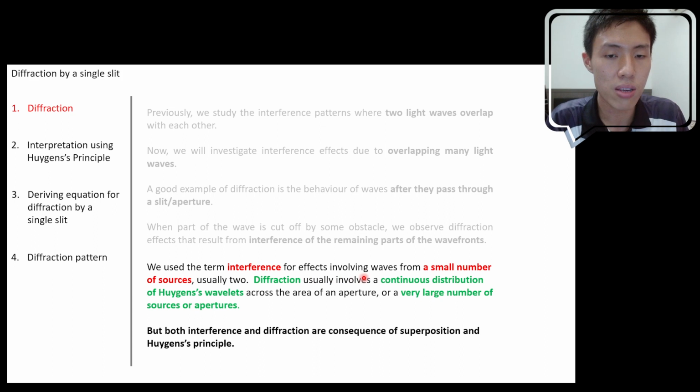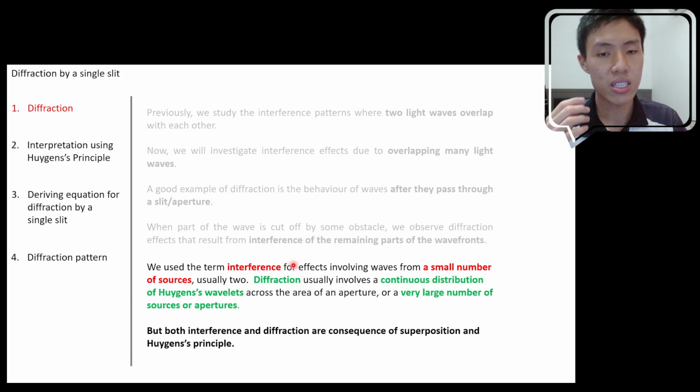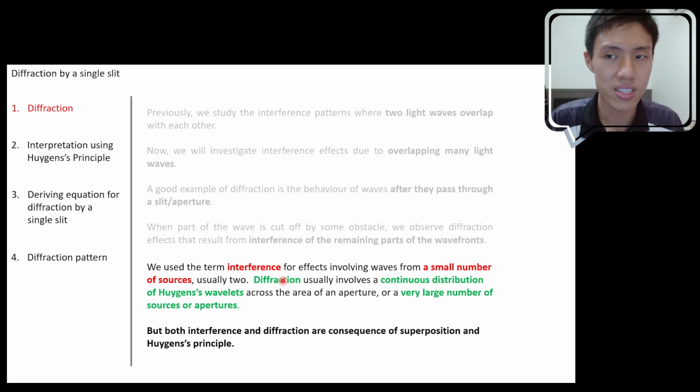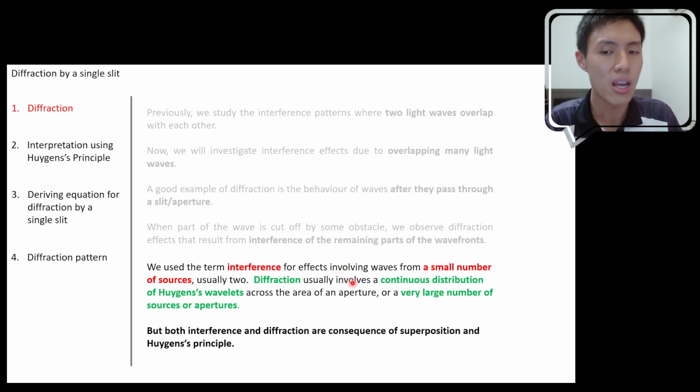But diffraction usually involves a continuous distribution of Huygens wavelets across the area of an aperture, or a very large number of sources or apertures. Okay, so basically, for diffraction, how is it different from interference is you have a lot of sources. You have a continuous distribution of sources, but it's not like you have many slits. It's just that you have a continuous distribution of Huygens wavelets. You have to understand Huygens principle in order to understand why I say it's a continuous distribution. But don't worry too much about it, because I'll explain in the next video also.